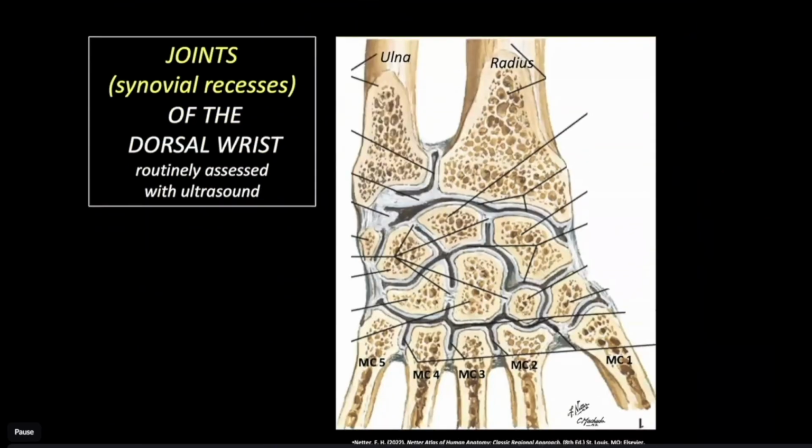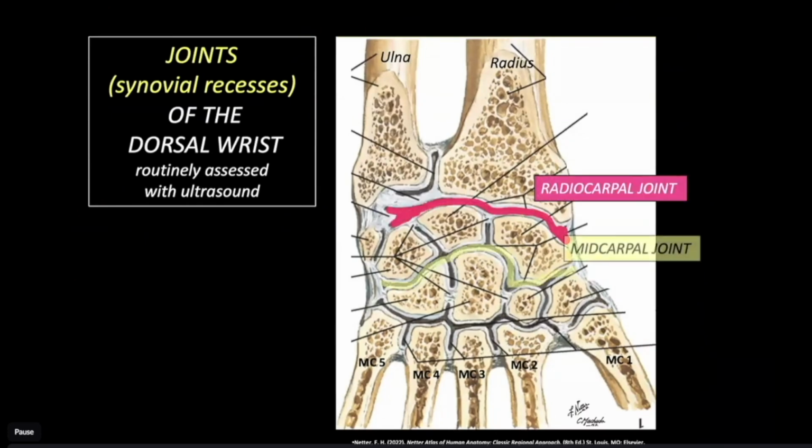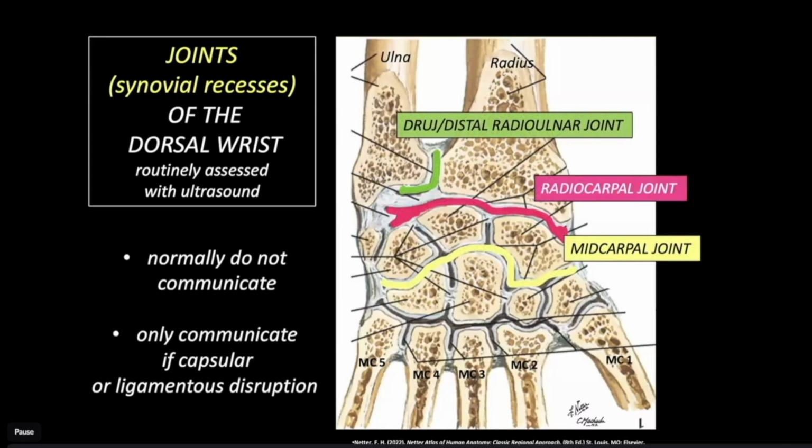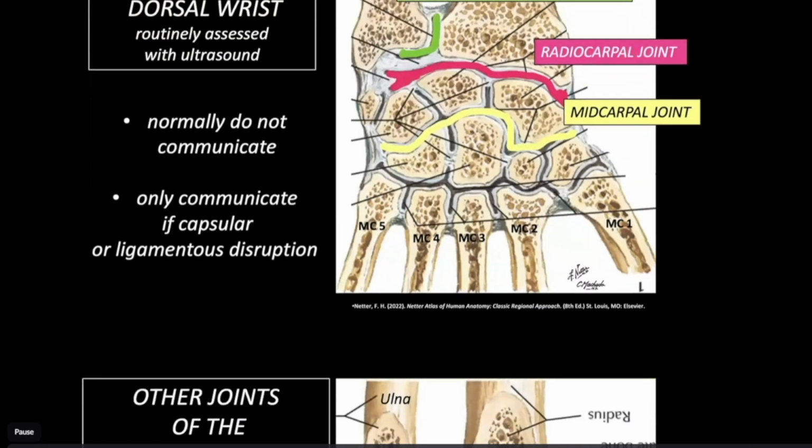We look at a number of joints, synovial recesses in the dorsal wrist. Most commonly, we look at the radiocarpal joint, the midcarpal joint, and the distal radioulnar joint, or the drudge. Normally, they don't communicate. They're only going to communicate if there is a tear in the capsule or the ligaments.